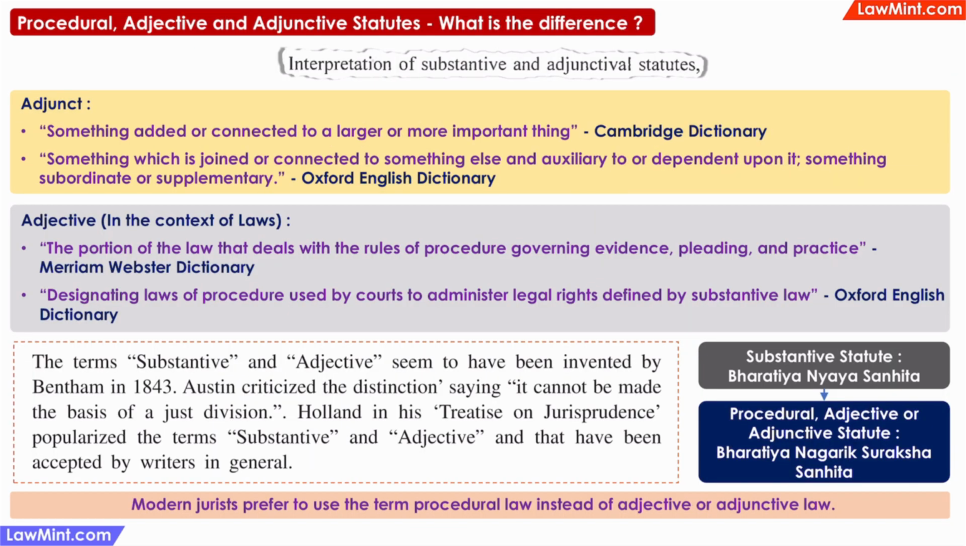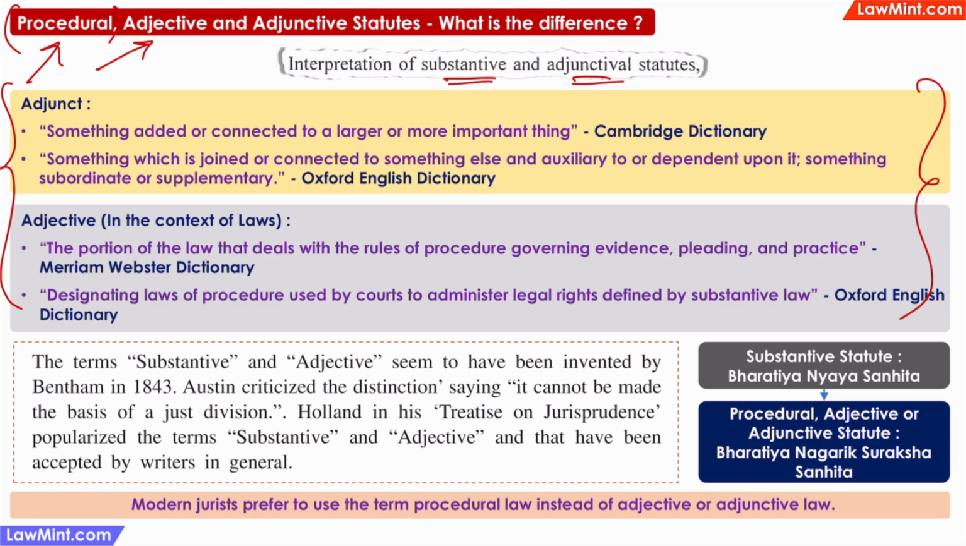Your university syllabus for this subject may include a topic interpretation of substantive and procedural statutes, or it may say interpretation of substantive and adjunctival statutes, or it may say interpretation of substantive and adjective statutes. If you pause the video here and read the dictionary meanings of the words adjunct and adjective, you will see that in the context of laws or statutes, they are referring to the same thing, that is procedural statutes.